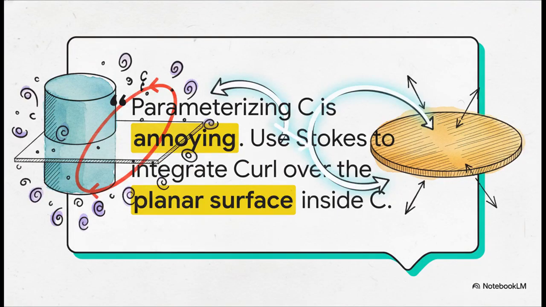So, we're asked to calculate a line integral, but as this quote from Baker's math class perfectly puts it, trying to describe this specific curve mathematically, parameterizing it, is just annoying. It's a real pain. So what's the strategy? Don't do it. Forget the hard line integral. Let's use Stokes to switch over to a surface integral and see if that's any easier.